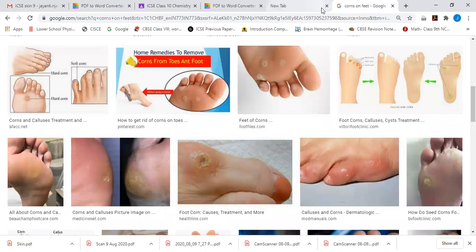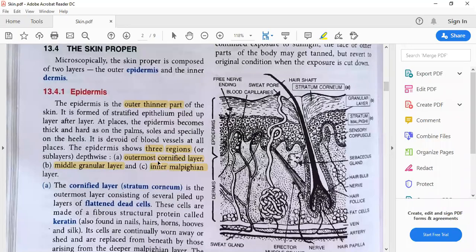Okay, why I'm telling you this, because I just want to give you the example of what happens from that outermost cornified layer. The cornified layer, that is the stratum corneum, is the outermost layer. It consists of several piled up layers of flattened dead cells. अभी आपको समझा? It is dead cells. These cells are made up of a fibrous structural protein called keratin. So थोड़ा सा hard होता है.